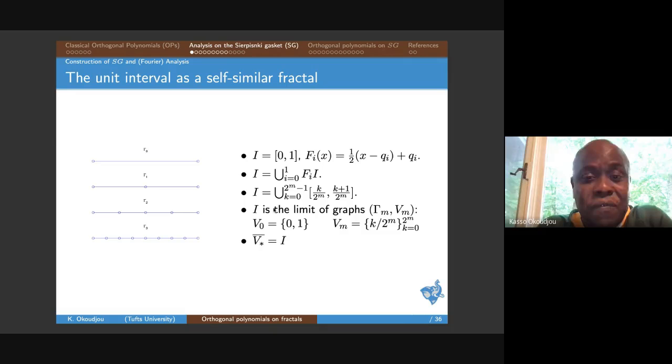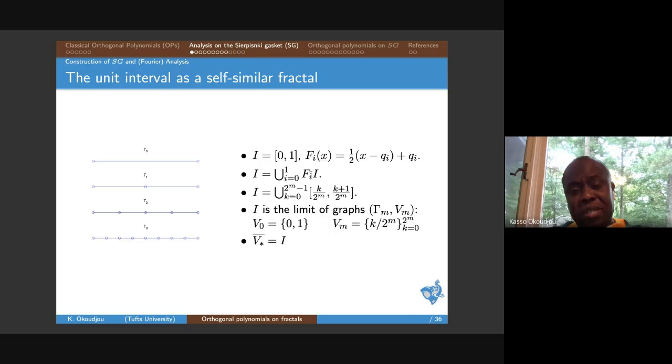So this slide is supposed to be just a motivation for the next definition that I want to look at. So the unit interval 0, 1, I can view it as a union of two pieces, and the pieces are made out of these two functions. So the function f_i is 1/2 (x minus q_i) plus q_i. So what are these two functions? This is just a contraction of ratio 1/2. The first one is going to fix 0, and then the second one is going to fix 1. So f0 will fix 0, and then f1 will fix 1. When you apply f0 to the whole interval, you get the first half, and when you apply f1, you get the second half. And the interval 0, 1 is just a union of these two pieces. Now, this is something called the fixed point of an iterated function system.